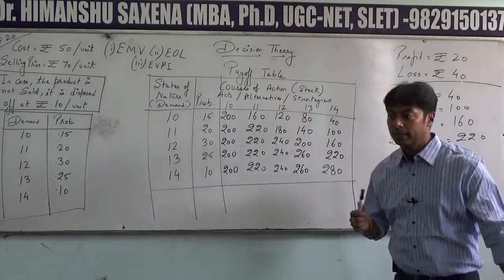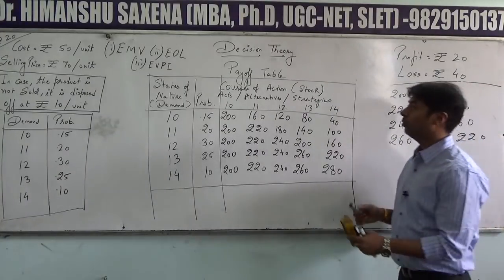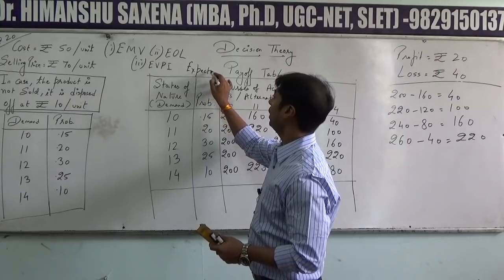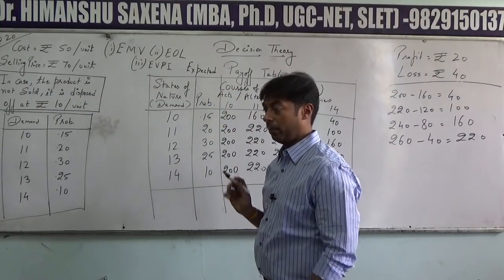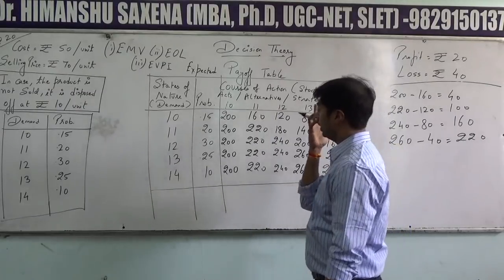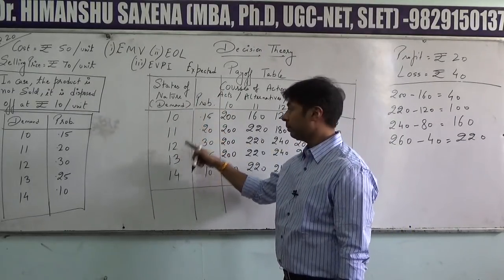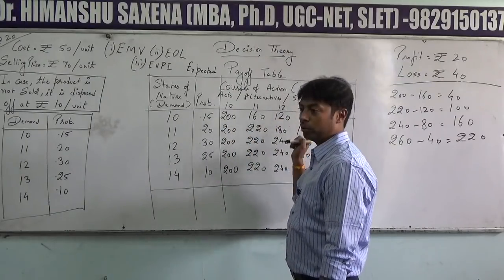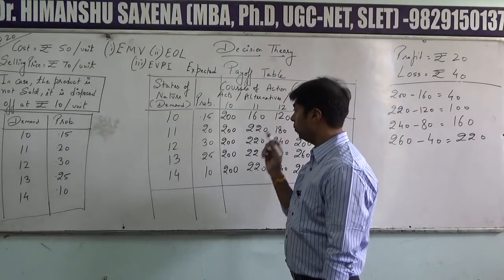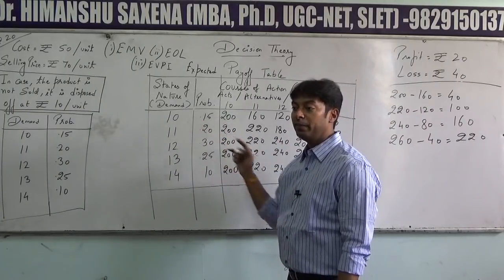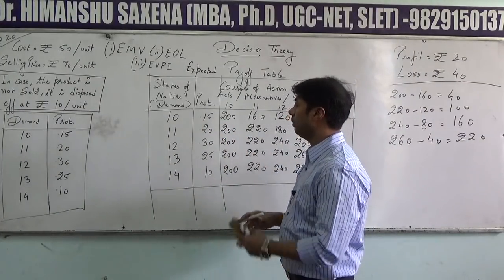Okay, so take down this table. Now we are going to construct a new table, that is the expected payoff table. The format will be exactly the same. You will have states of nature, probability and courses of action. Now what do we need to do? We need to multiply these values with their respective probabilities. So start multiplying the values.